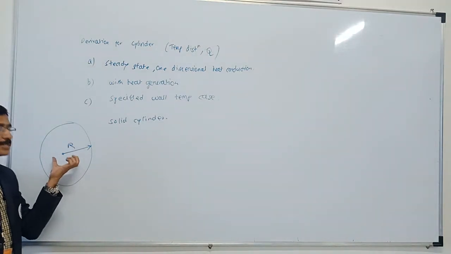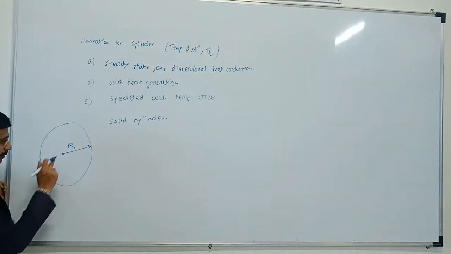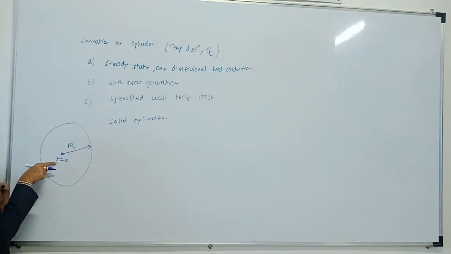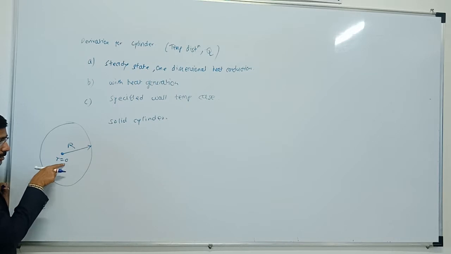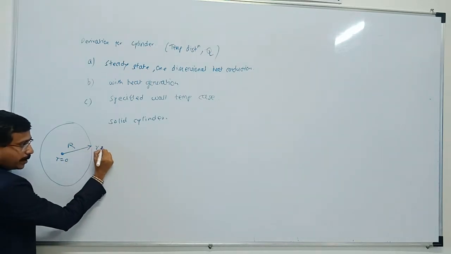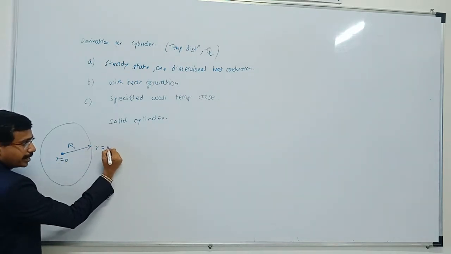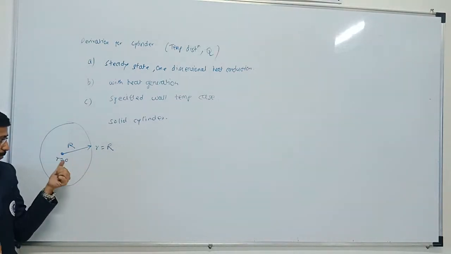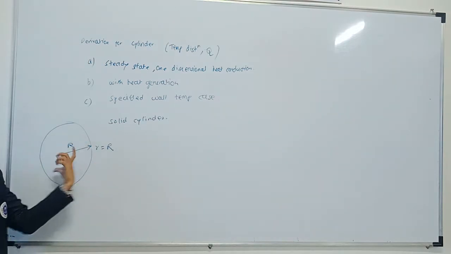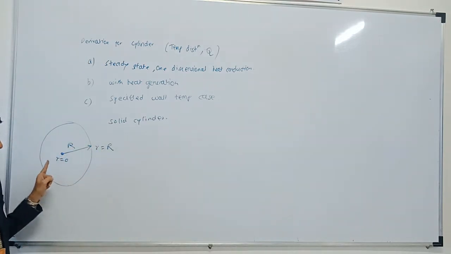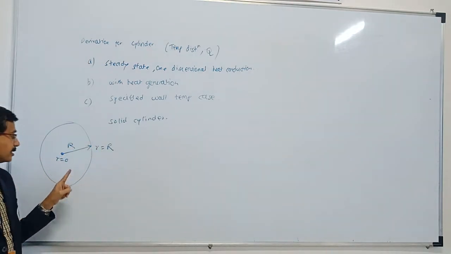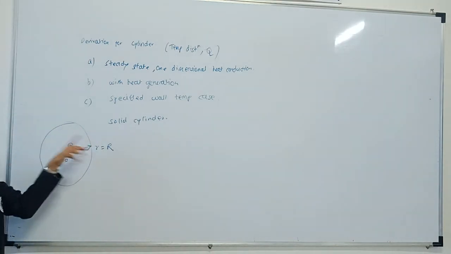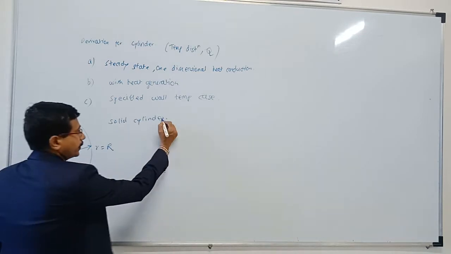Why I am not writing small r? The reason is I want to put the limits here. From here, small r, r means radius. Here r is equal to 0, and here the value of r, rather than writing small r, I will put it as capital R. So as r value is changing from 0 to capital R, that's why I have used different symbols. Okay, small r is used as a general radius, and this capital R is the total radius, the full radius of this solid cylinder. Okay.